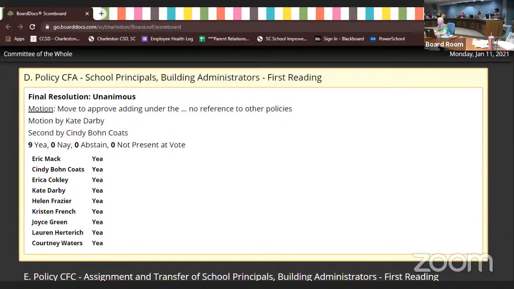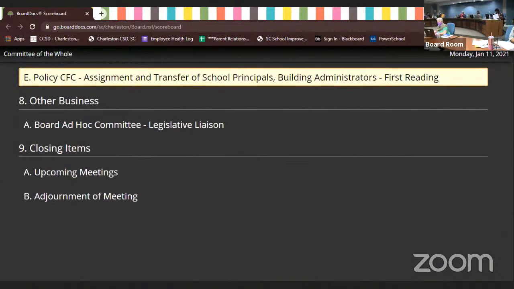All right, the motion passes. The last one is policy CFC, assignment and transfer of school principals. This one also has a couple of references to policy GCF, and also policy BB, but those references can be left out if that makes the body more comfortable.